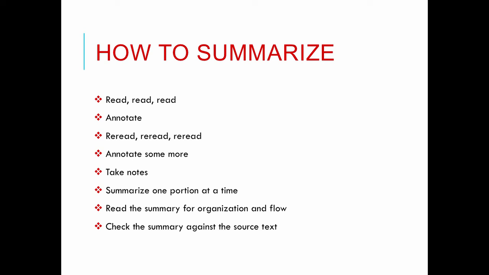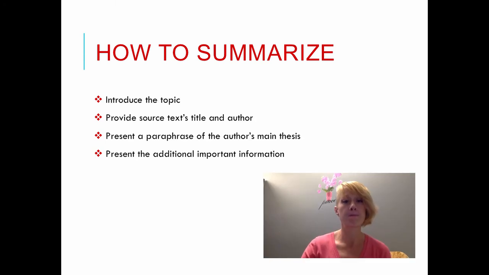Then you can go through the text and summarize one portion at a time to make sure that you are getting all of the main ideas. You should then read your summary for organization and flow and check your summary at least once against the source text. Again, going back to CABIN, you want to make sure it is complete, accurate, brief, independent, and neutral.